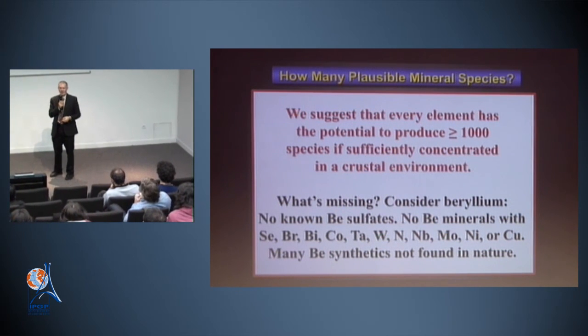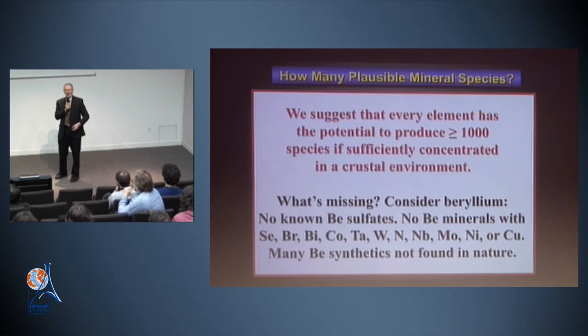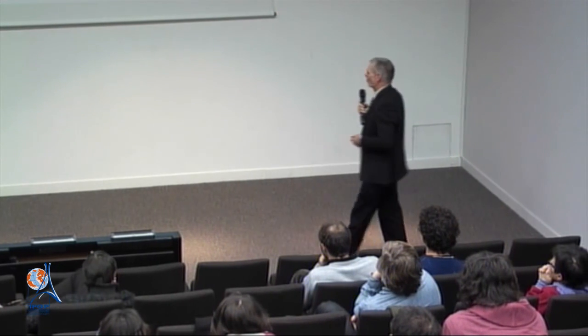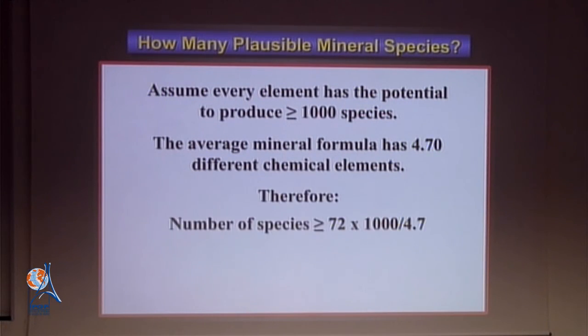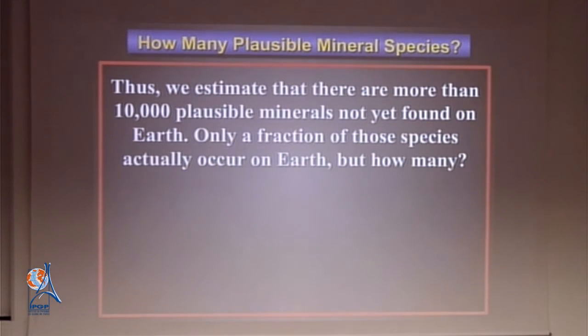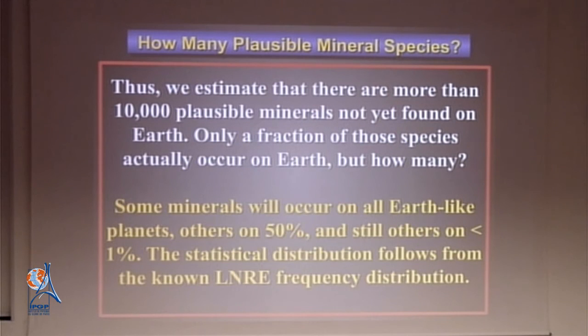We know that you can form compounds of that sort. It's just a matter of finding the right chemical niche, where you have a pegmatite that's been intruded by a copper sulfide-rich fluid or something like that, and then those minerals will form. So there's lots that can be produced. If you have an average of 4.7 chemical elements per mineral formula, you just basically multiply 72 times 1,000 divided by 4.7, and that gives us these 15,000 plausible species. That's just an aside. Okay, so more than 10,000 plausible minerals, only a fraction of those species occur on Earth.